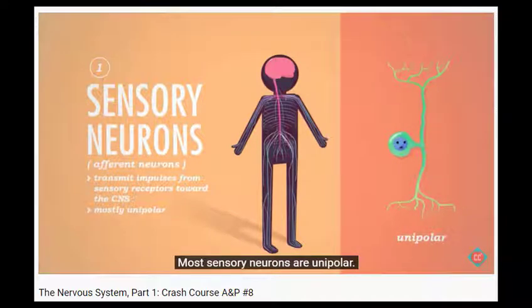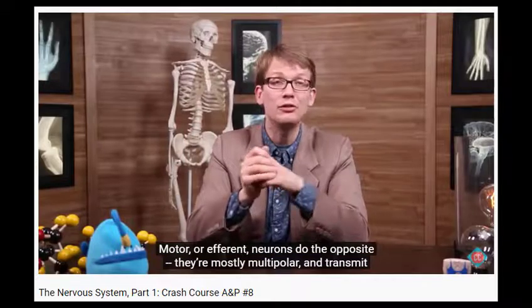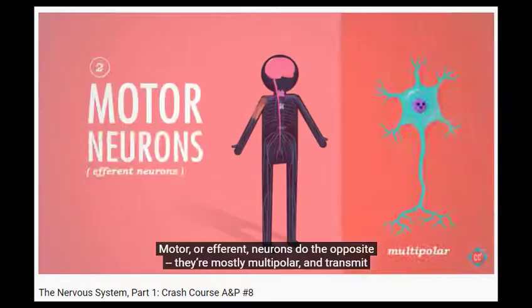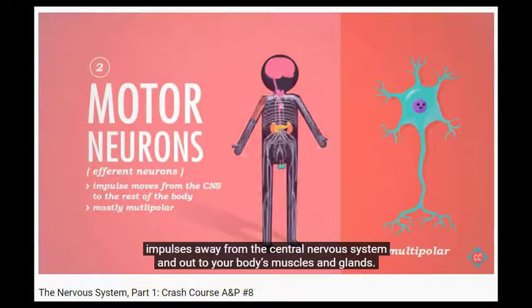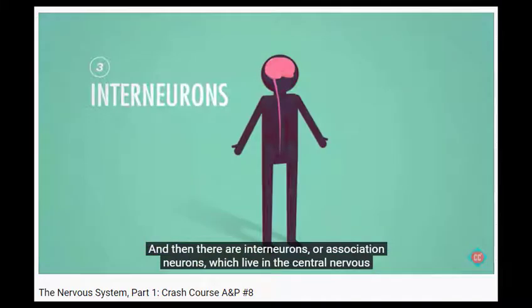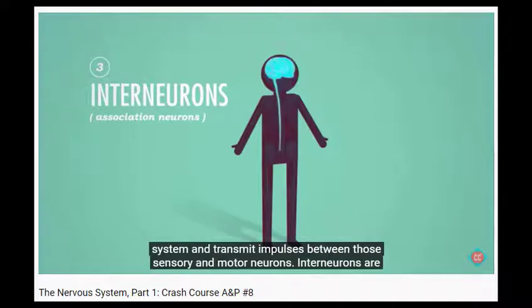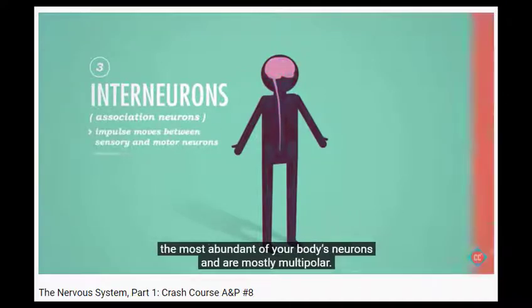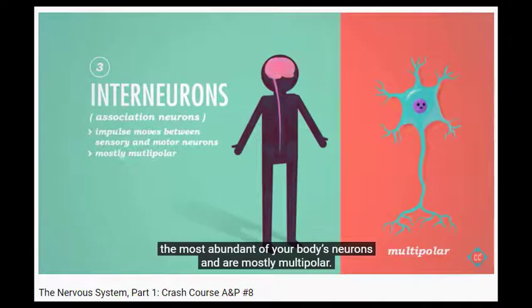Most sensory neurons are unipolar. Motor, or efferent neurons, do the opposite. They're mostly multipolar and transmit impulses away from the central nervous system and out to your body's muscles and glands. And then there are interneurons, or association neurons, which live in the central nervous system and transmit impulses between those sensory and motor neurons. Interneurons are the most abundant of your body's neurons and are mostly multipolar.